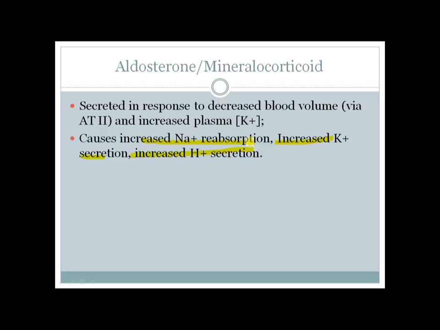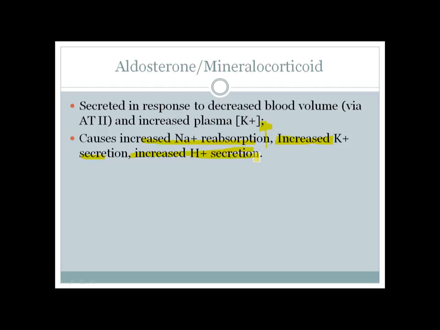So the basic or net effect will be increased sodium in the body, or hypernatremia, which will also lead to increased water reabsorption, ultimately hypervolemia and hypertension; increased potassium secretion leading to hypokalemia; and increased hydrogen secretion leading to metabolic alkalosis. So those are the basic net effects of aldosterone.